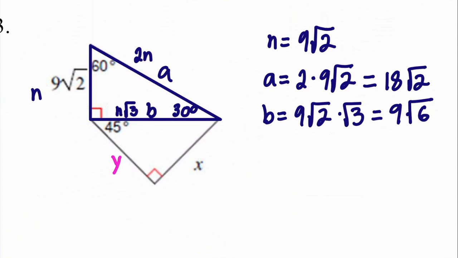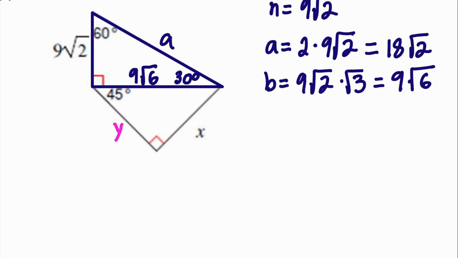So that was our first figure. And so I'm going to erase these n's now that I know those values for a and b. So I know that b, which I'm going to have to use in my next picture, is 9 square root 6. So now I'm going to jump over to the next figure, this one, and try to find x and y there.